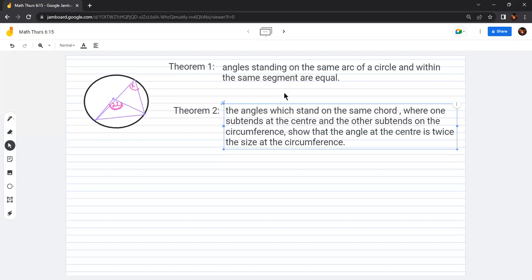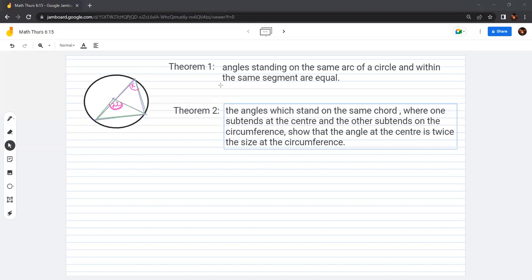All right. So the angles stand on the same chord. Right, so these angles here are standing on this chord here, where one subtends to the center and the other subtends to the circumference, showing that the angle at the center is twice the size of the angle at the circumference.